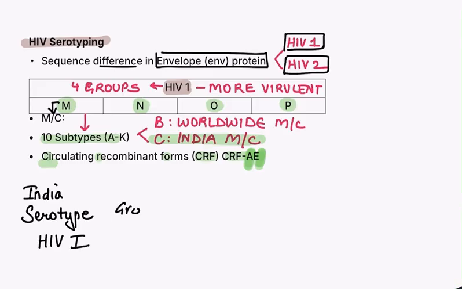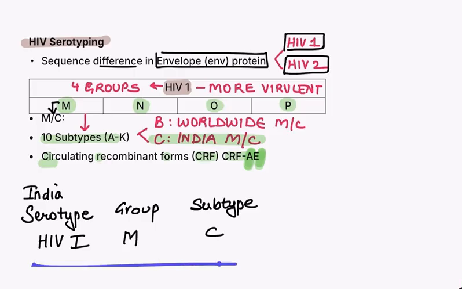Amongst that, the group which is going to be most common in India is group M, and thereafter amongst group M, the subtype which is more common in India is subtype C. So HIV 1, group M, subtype C is how you define it. Now let's go on to the structure.